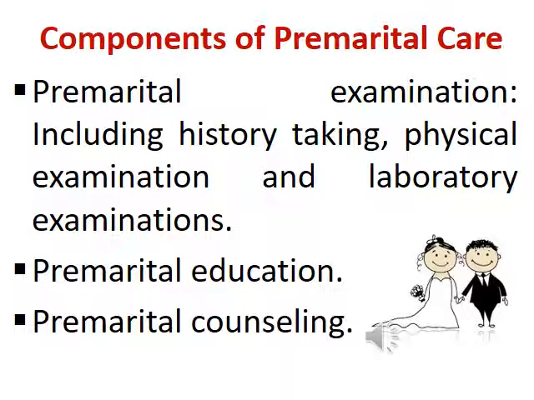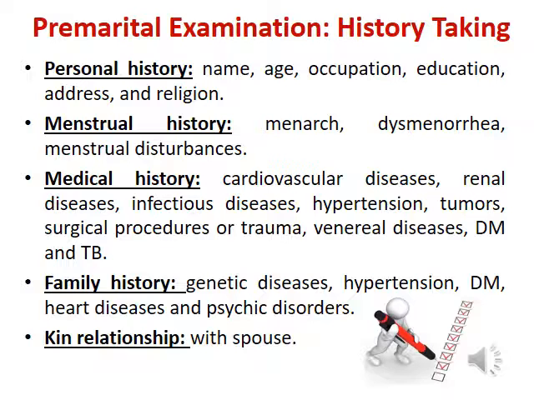Components of premarital care: premarital examination, including history taking, physical examination, and laboratory examinations. Premarital education, premarital counseling. Premarital examination, history taking, personal history: name, age, occupation, education, address, and religion. Menstrual history: menarche, dysmenorrhea, menstrual disturbances.